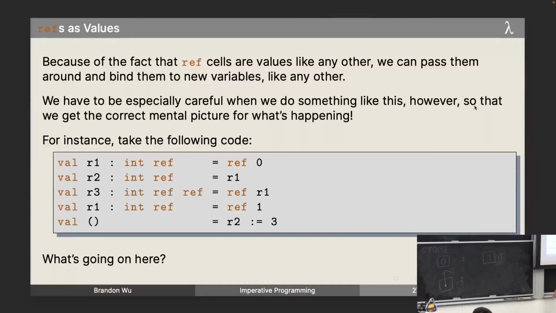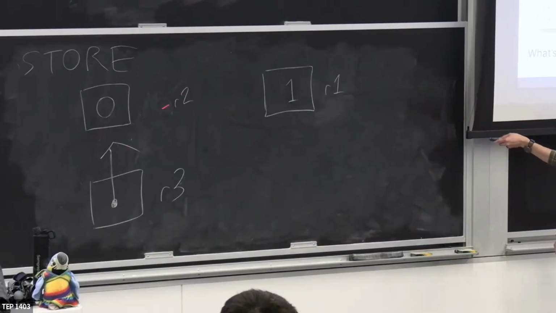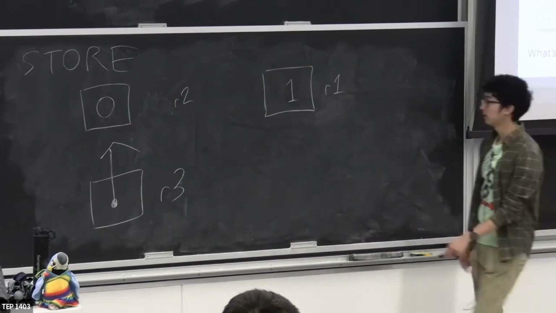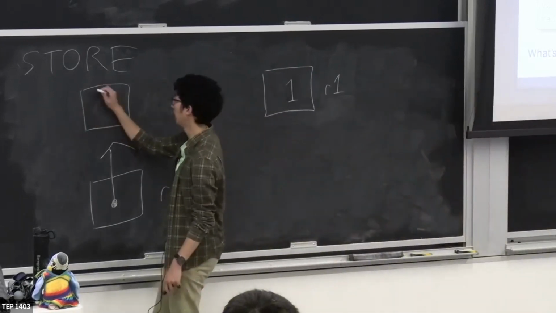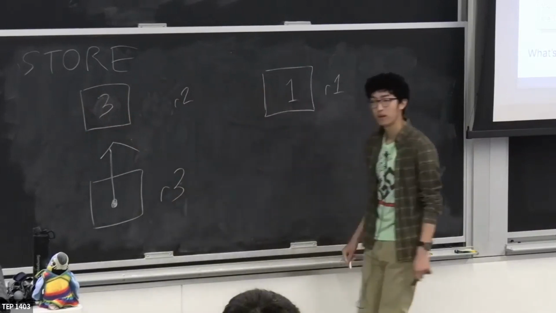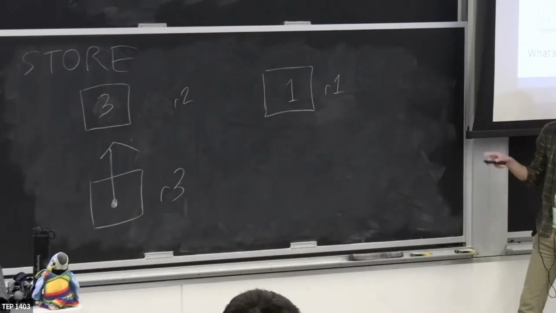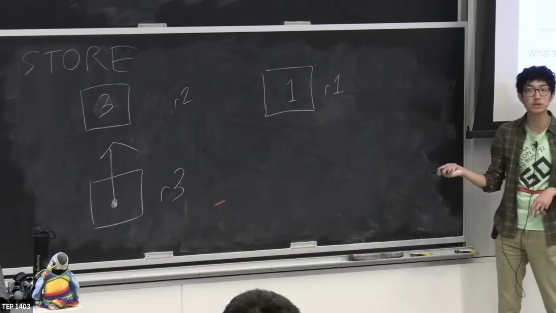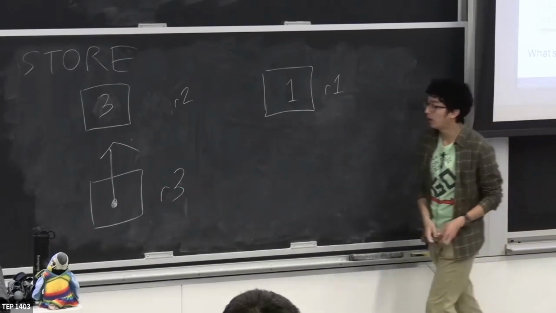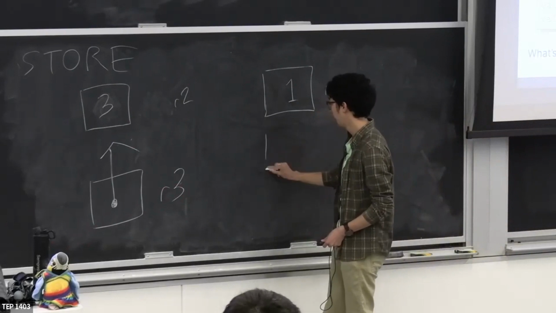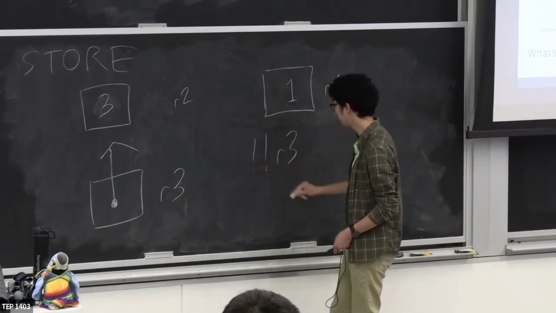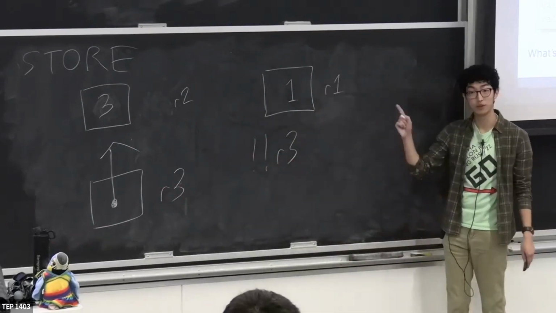And now what happens if I do R2 colon equals 3? Well, I just go to whatever box R2 is holding, and I change what's inside. So I go here, take away the 0, put in a 3. Notably, this indirectly changes R3. It doesn't change R3's value. R3's value is the same. But if I were to do bang, bang on R3, I would get 3.